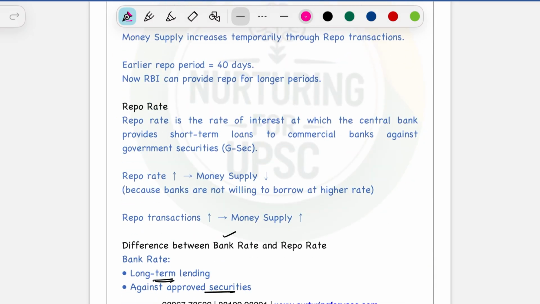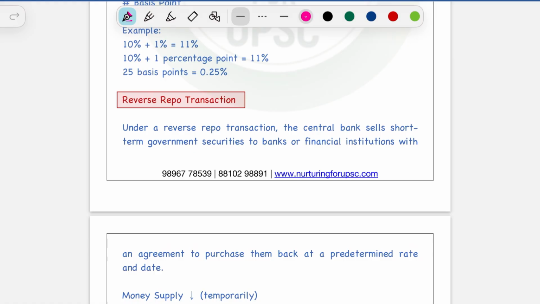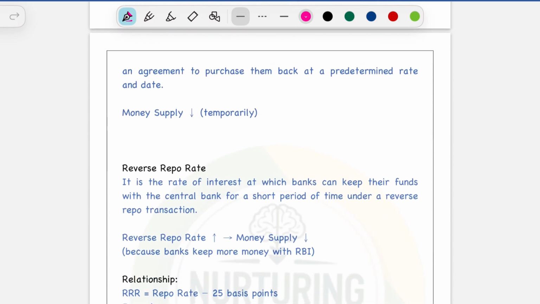Then, similar to repo, there is something called reverse repo, whereby the central bank sells short-term government securities to financial institutions or banks with the agreement, or with the option, to repurchase them back at a predetermined rate at a future date. So it is a rate of interest at which the banks can keep their funds with the central bank for a short period of time under the reverse repo transaction.